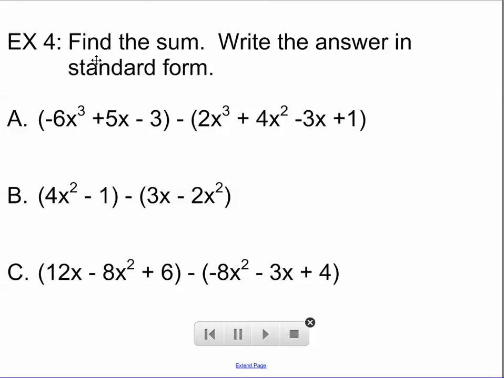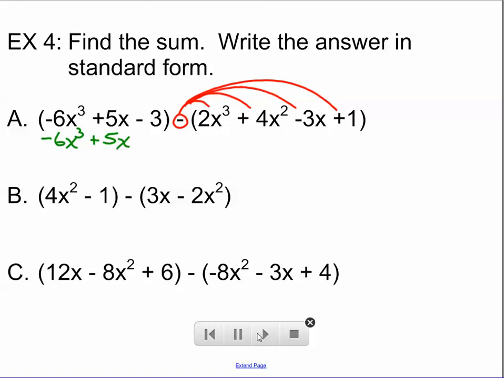The directions here say find the sum, but they really mean find the difference. Adding and subtracting are just opposite operations. Write the answer in standard form. The first step here with subtraction is a little bit different. We actually need to distribute the subtraction sign, which is the same as multiplying everything by a -1. The first polynomial remains unchanged in this step.